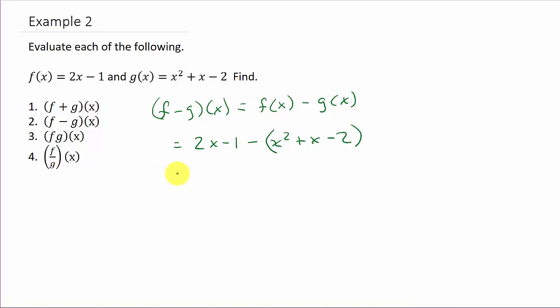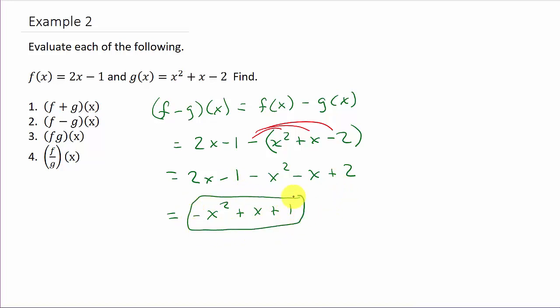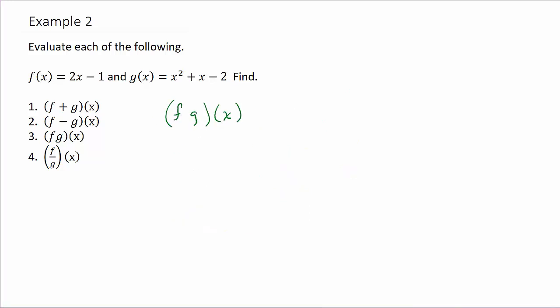Okay? Alright, so that's going to be 2x minus 1, and then I'll distribute the negative, and so that's going to give me minus x squared minus x plus 2. And then we'll combine like terms, so that's negative x squared, and 2x minus x is x, and negative 1 plus 2 is 1. Alright, now let's look at multiplying.